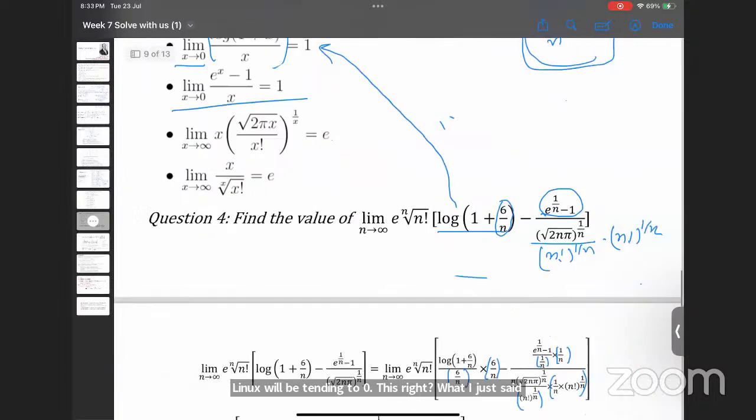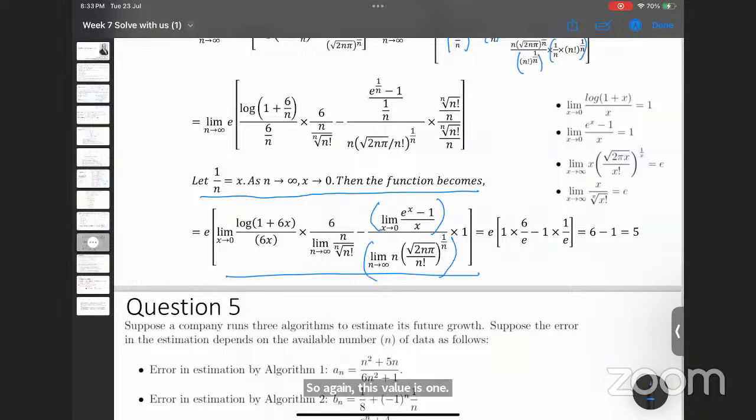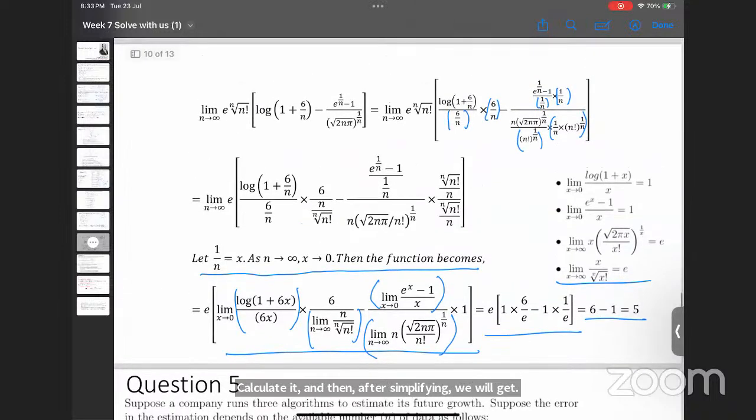Then we will just calculate it. So again, this value is 1, this value is 1, this value will be 1, and this value will be e. Then we can calculate it, and after simplifying, we will get 5. Fine? Can you please scroll up?